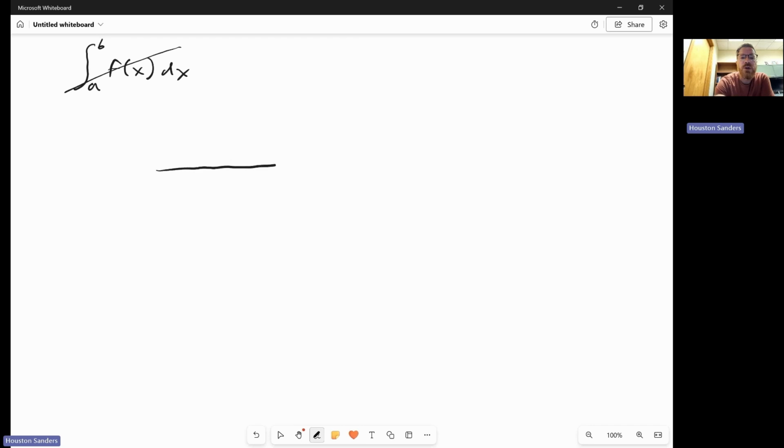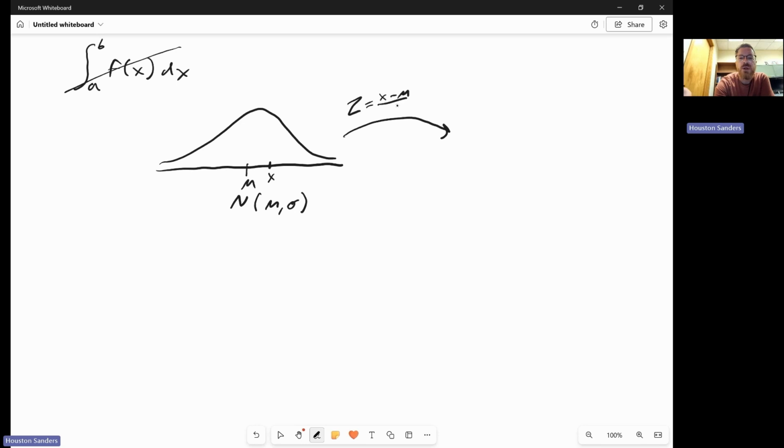The way we do this is we start with a normal distribution, which is centered on mu, and we have some x value. So we have a normal distribution centered on mu with a standard deviation of sigma. Then we transform this to our Z distribution using the transformation Z equals x minus mu over sigma, which is really just telling us the distance from our actual data point to the middle of our normal distribution, and then scaling it by how spread out our normal distribution is, by our standard deviation.